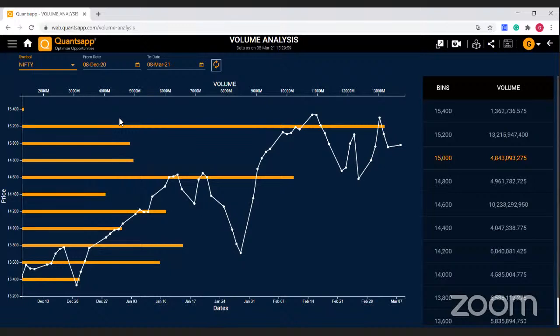So now we are into the volume analysis too. So what is volume analysis? So what is volume? How is the volume created?